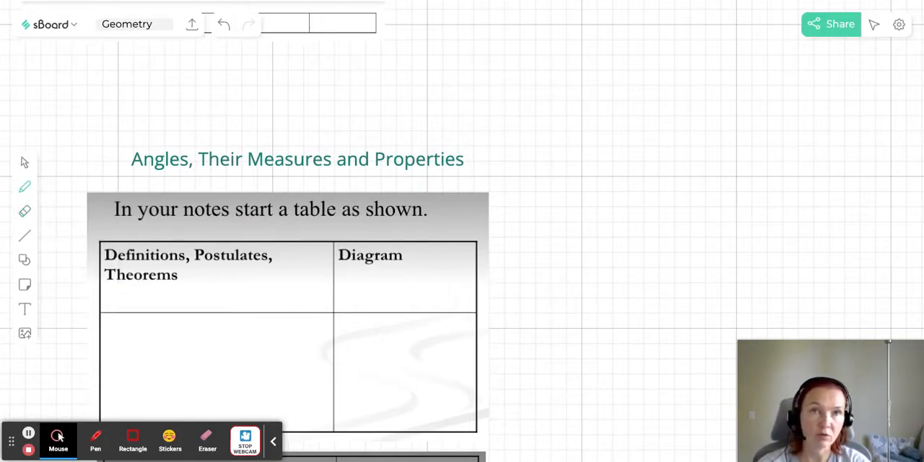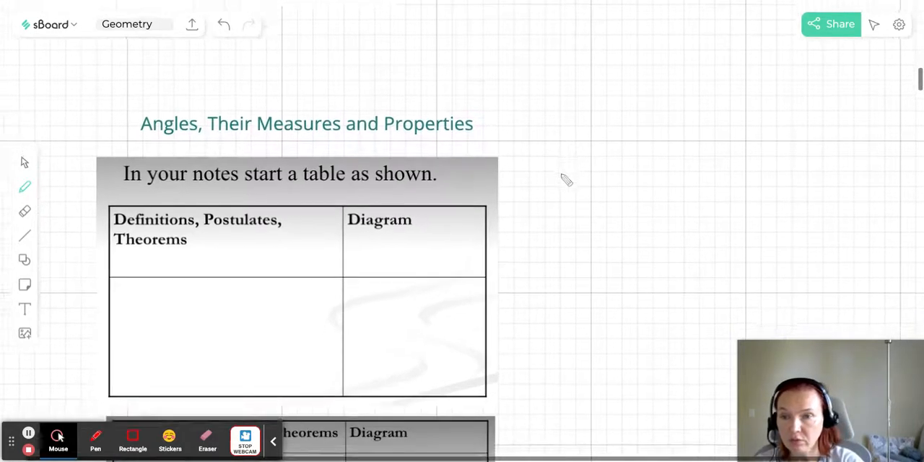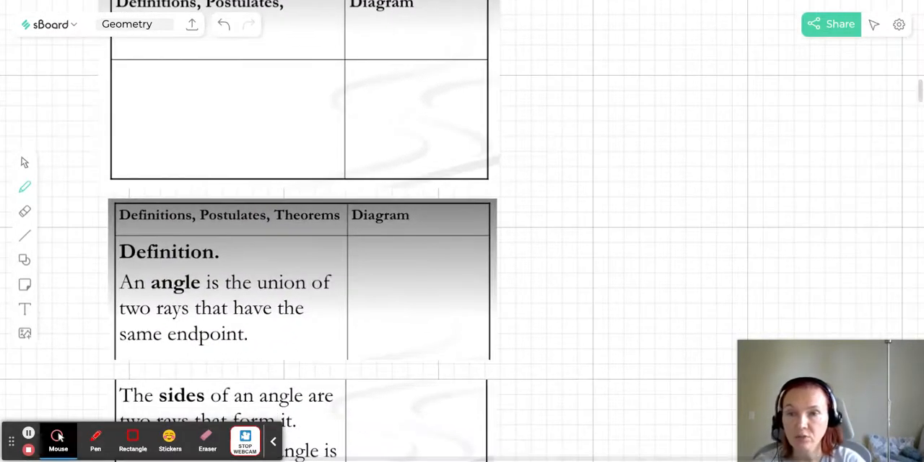I will be going over definitions very quickly, but as I said, feel free to pause the video, write down the definition, and then look at the diagram, or listen to my explanation first and then pause and copy it down. All right, without further ado, let's go ahead and get started. Our first definition is going to be the definition of an angle.